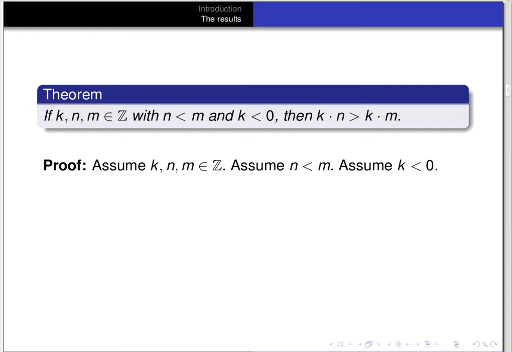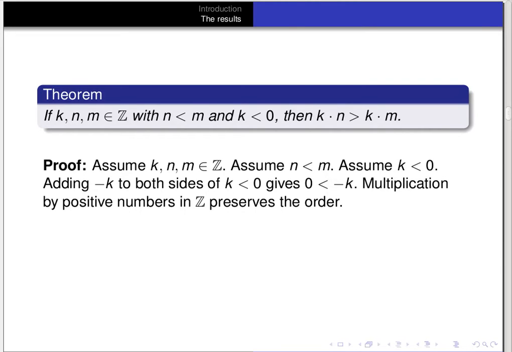Now k less than 0 doesn't help us. We don't really have any results about multiplying by negative numbers. That's what we're trying to prove here. But we know that minus k is positive. We know that because if we add minus k to both sides of the inequality k less than 0, we'll get 0 on the left-hand side and minus k on the right-hand side. So minus k is greater than 0. In other words, minus k is a positive number.